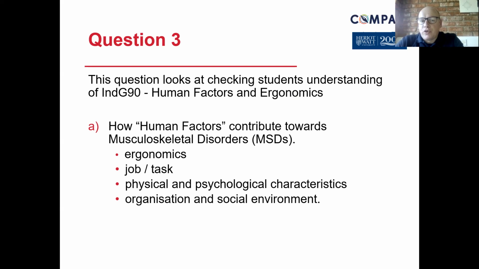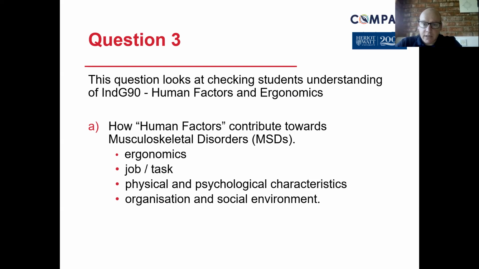So a good understanding, should we say, of Industrial Guidance Document 90, if you've read through that, then focus on the typical factors: ergonomics, job and task, physical and psychological characteristics, and then organization and social environment. Now, it's not a very detailed document, so maybe you need to show by further sourcing, further referencing, further reading, your critical analysis of this. Yeah, so to show off your understanding of the subject.